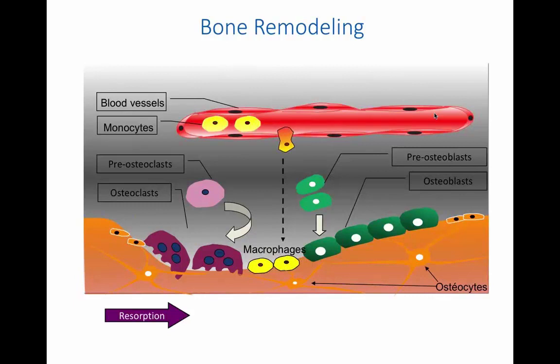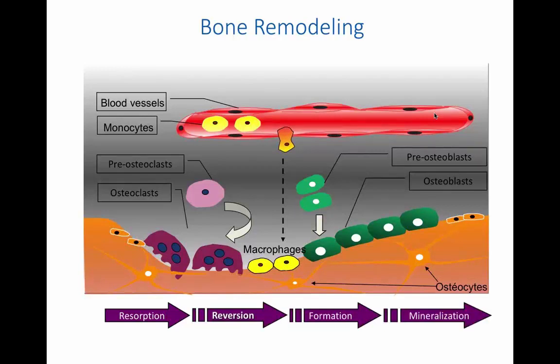So again, we go from resorption of the bone to reversion to formation of new bone, and then remineralization of that newly formed bone. And these are the cellular processes that the bone goes through as it remodels when teeth move. So if we can speed that process up, we can accelerate the rate at which teeth move, without having to change the forces that we apply to the teeth.